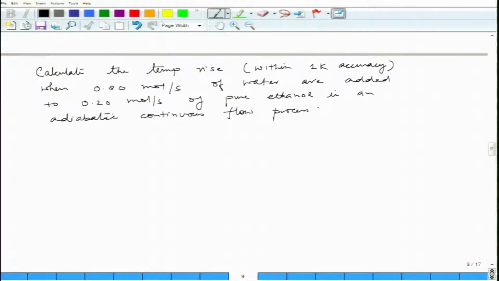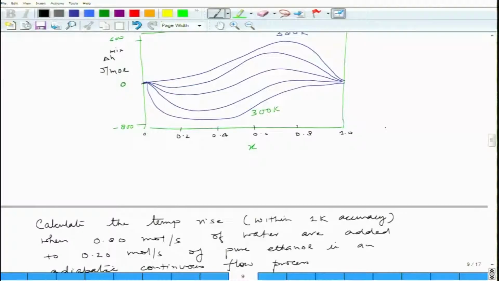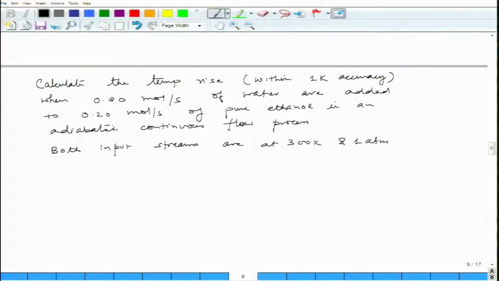Now, both the input streams are at 300 Kelvin and 1 atmosphere. Okay. So, you have been asked this particular question. Now, the data are given here, though it is not on scale, but I have the numbers with me.